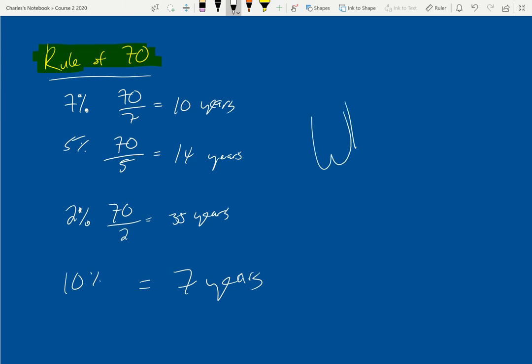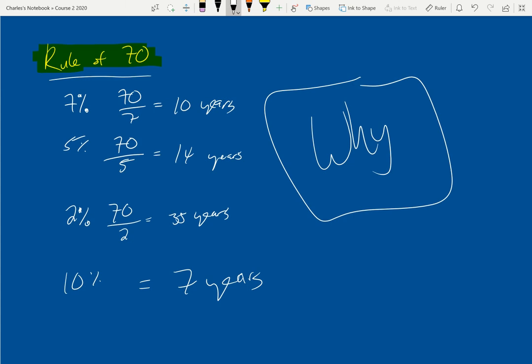So my question is, why? Why does the rule of 70 work? It's not exactly right, but it's very close to accurate. And my question is, why does it work? And I want somebody to figure it out. I don't want you to Google it, because if you Google it, you'll be told the answer right away. But I want you to think about it and see if you can, by the end of this week, come up with the reason why the rule of 70 works.